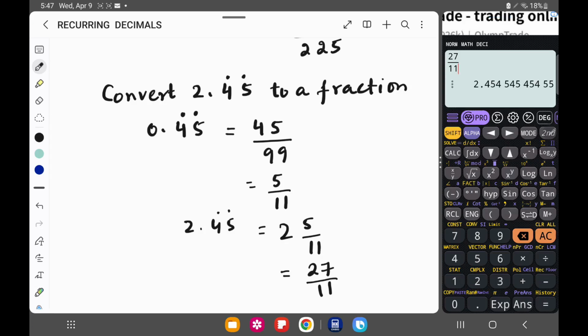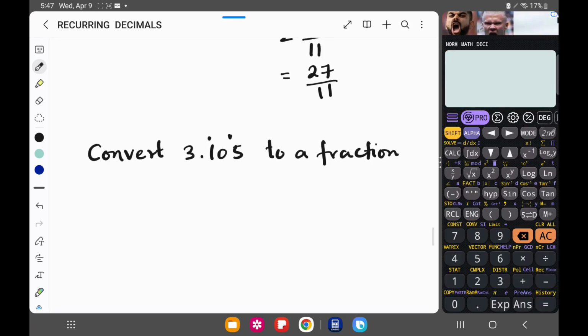I hope you understood what to do if there is a number before the decimal. For example, we get a question like convert 3.105 to a fraction. It means 3.105105105, a repeating number, so we write 0.105 as 105 divided by 999.